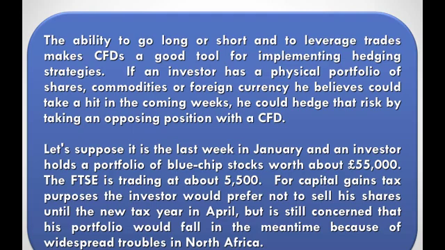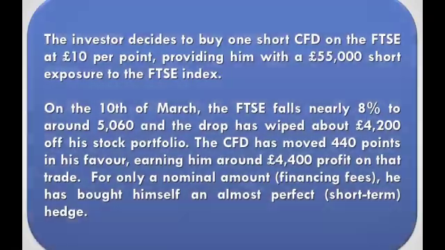Let's suppose that it's the last week of January and an investor holds a portfolio of blue chip stocks worth about £55,000. The FTSE is trading at 5,005. For capital gains tax purposes, the investor would prefer not to sell his shares until the new tax year in April, but is still concerned that his portfolio would fall in the meantime because of widespread troubles in North Africa. So he decides to buy one short CFD on the FTSE at £10 per point, and this provides him with a £55,000 short exposure on the FTSE index.